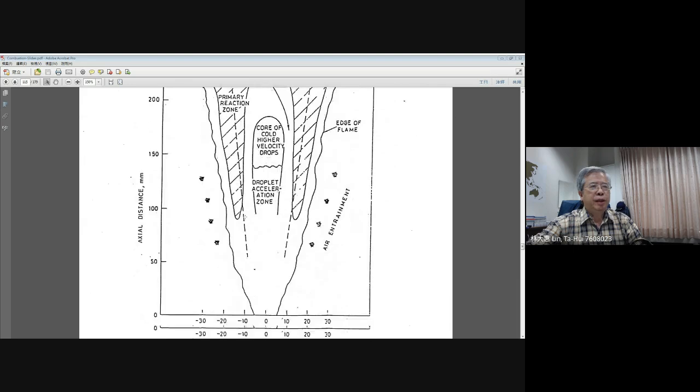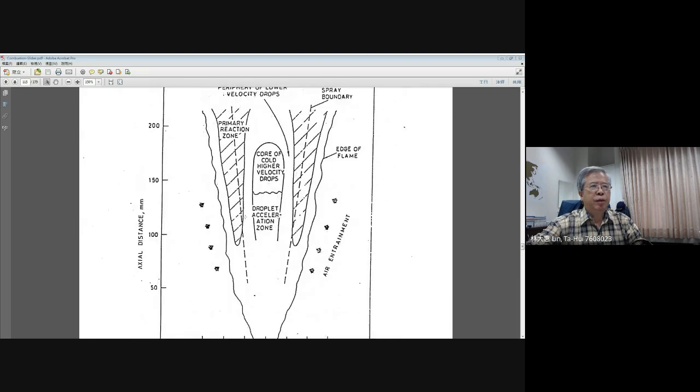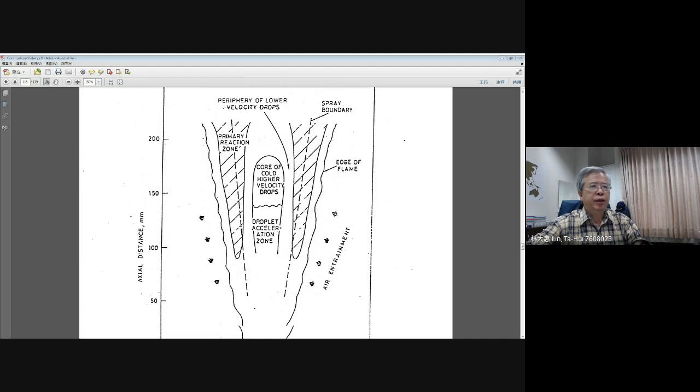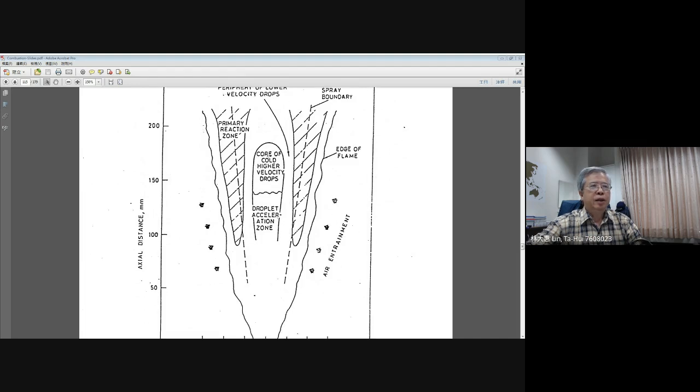And typically, this plot is additional to give you the understanding of the regions of a spray flame. Here they show you the inner cone. This is a core of higher velocity droplets, and the droplets have some acceleration zones here. Small droplets are accelerated by the hot products. Okay, and the air is entrained into the spray flame.